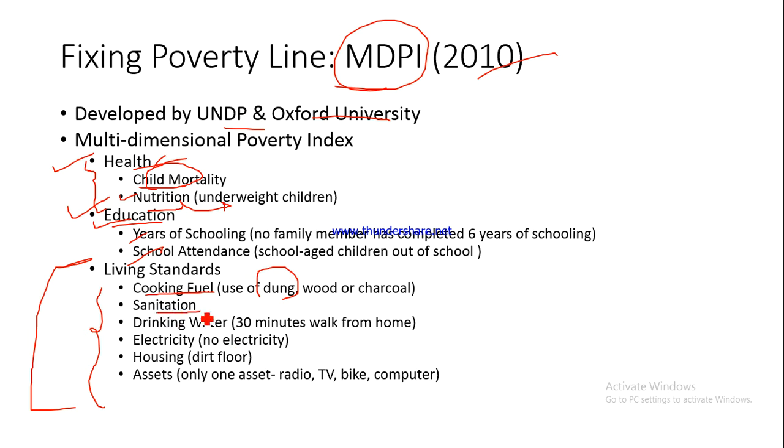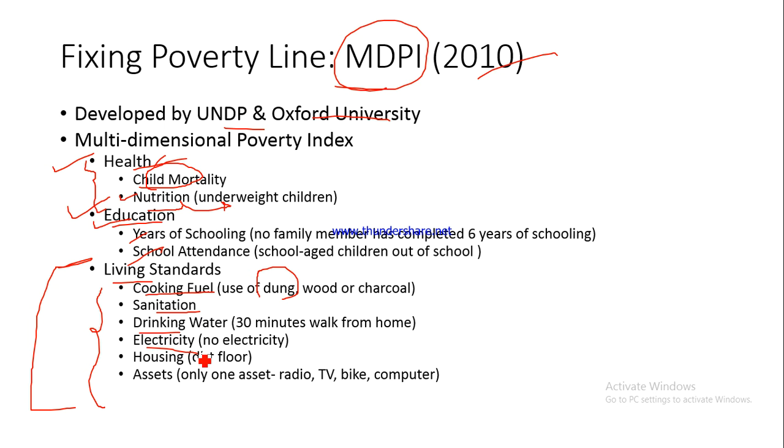Sanitation facilities, if they are not available. What do we mean by sanitation facilities? Proper waste disposal, wastewater disposal facility, drainage system, the availability of functioning toilets in the household. So they are part of sanitation, and sanitation becomes another parameter to estimate this sub-index of living standard. Then drinking water. If a family has to walk for more than 30 minutes to access some potable water resource, then it is considered to be poor. Then electricity.